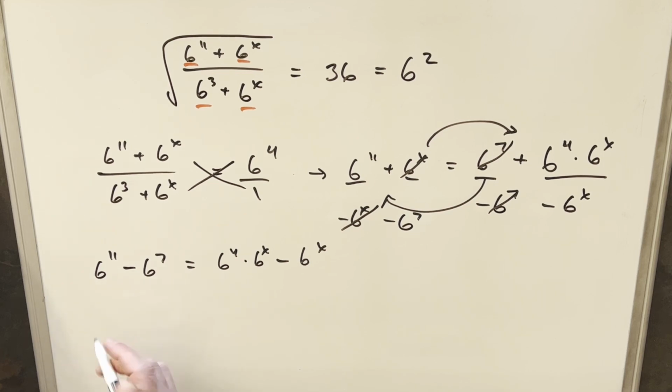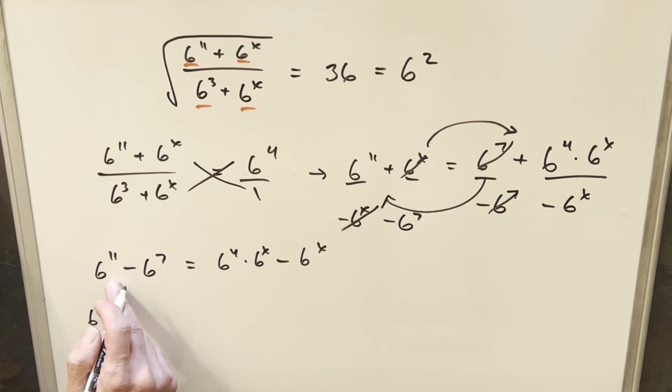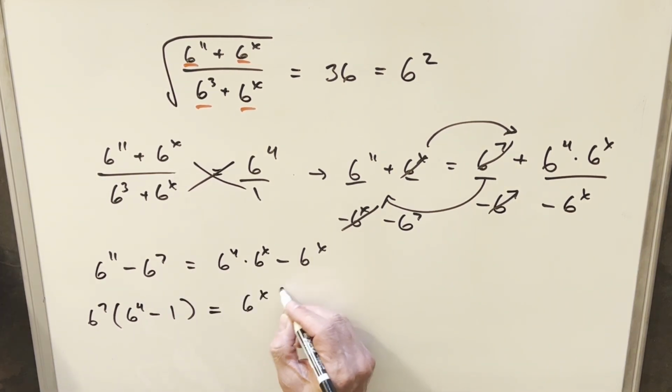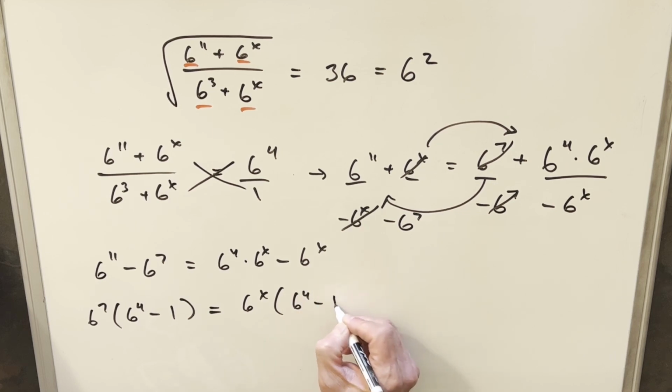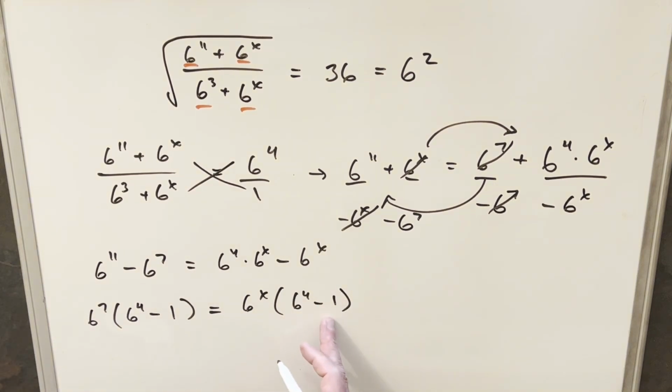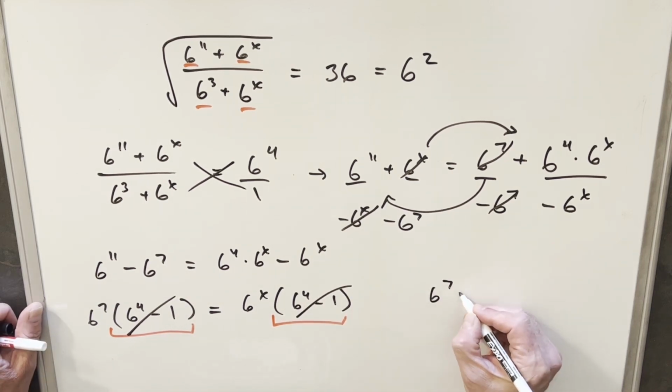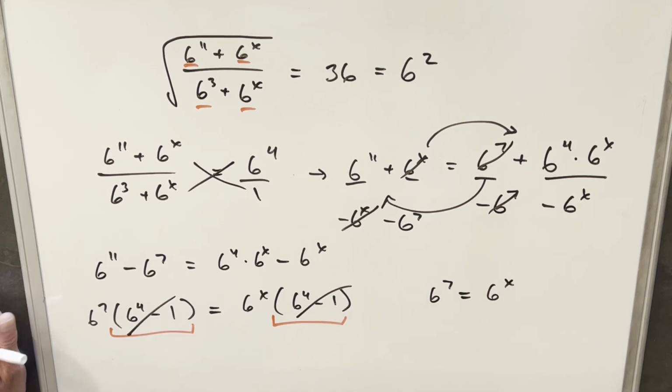Like here, we'll factor out a 6^7. 6^7 times, factoring, we're going to have 6^4 minus 1 on the left. And here, we'll factor out a 6^x, and we have 6^4 minus 1. And the good news there is this and this are the same thing. So essentially we could divide both sides and cancel these out. Clearly this is not 0, so we're not dividing by 0. We'll cancel those out. We're left with 6^7 equals 6^x.